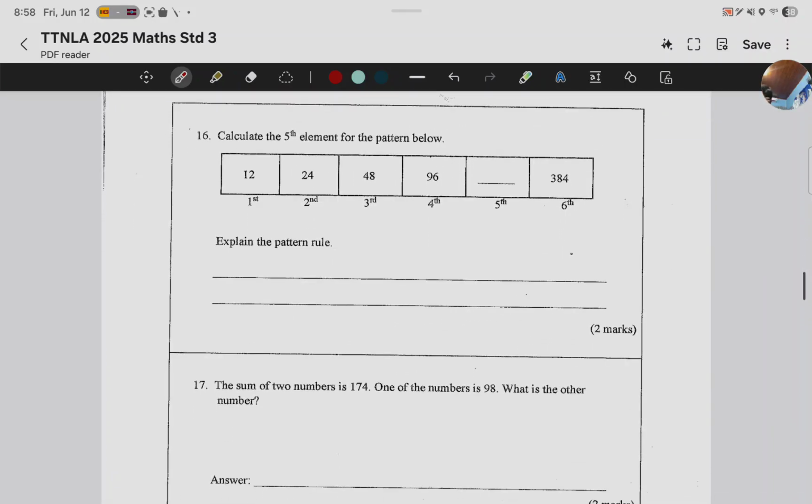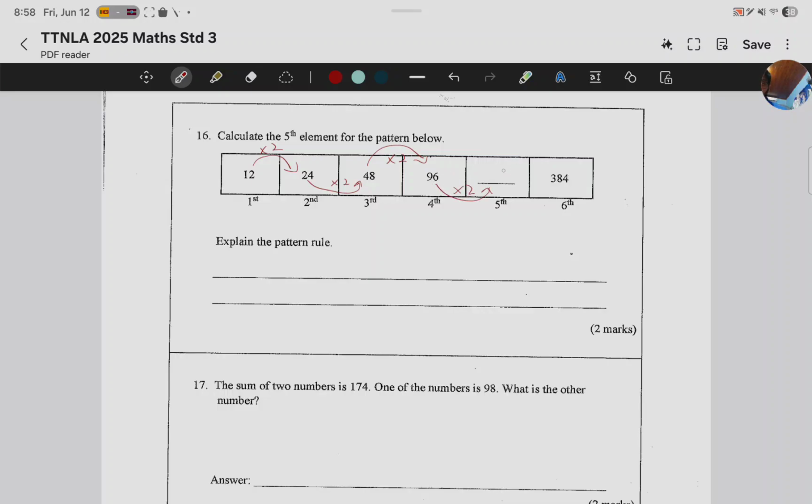Calculate the 5th element of the pattern below. So again, the pattern is increasing, so either we multiply or we could divide. So to move from 12 to 24, we could multiply by 2. 24 to 48, we multiply by 2. 48 to 96, we multiply by 2. So therefore the pattern rule is to multiply by 2.